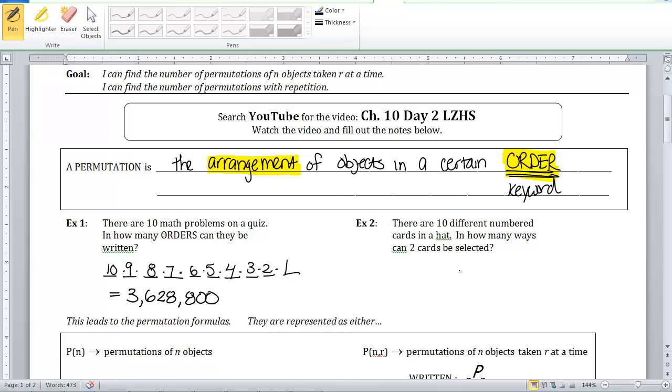But now let's say I had 10 different cards in a hat, but I only wanted to select 2 of those cards. Well, I only have 2 spots. When I select the first card, I'm choosing from 10 different ones. But since I've now selected one of those 10, when I take the second card, I only have 9 cards left to choose from. This would multiply to 90 different ways.